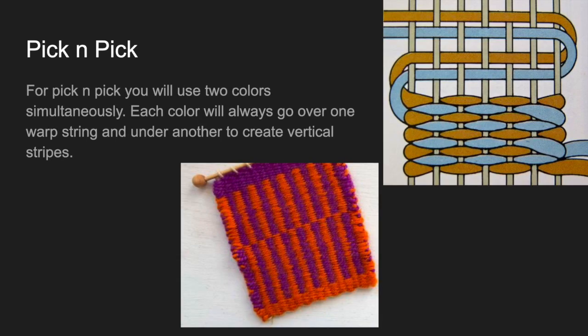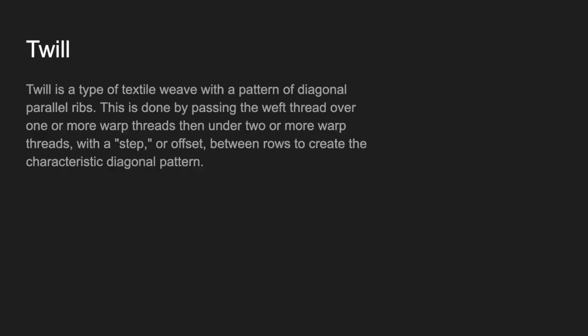Then you have pick and pick. This is a way to create vertical stripes. So you'll end up using 2 colors simultaneously, and if you look, the blue is only going over this one, under this one, where the orange is going over. So you'll create some vertical stripes. Like I said, I'll have a video showing you how to do these after. Right now, you're just planning.